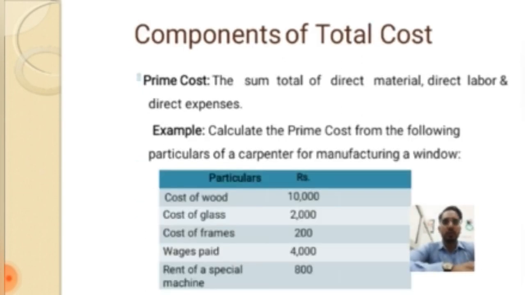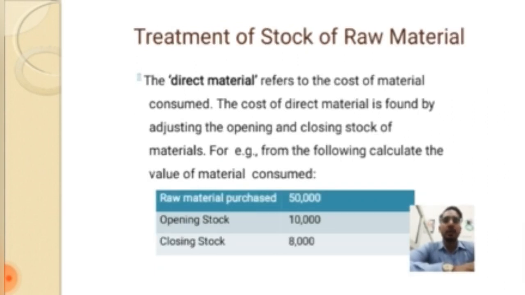Components of the total cost: prime cost. The prime cost is the sum total of direct material, direct labor, and direct expenses. For example, calculate the prime cost from the following particulars of a carpenter manufacturing a window: cost of wood, cost of glass, cost of frames, wages paid, and rent of a specified machine. These are the prime costs.